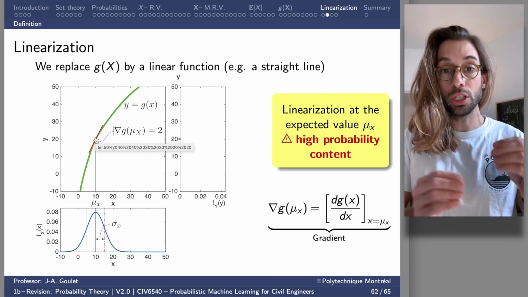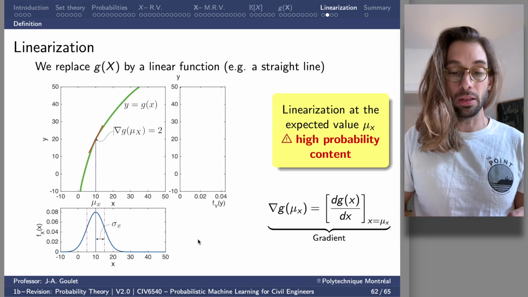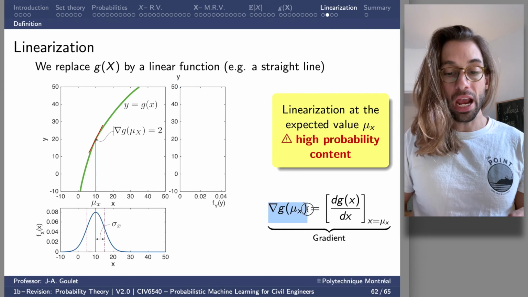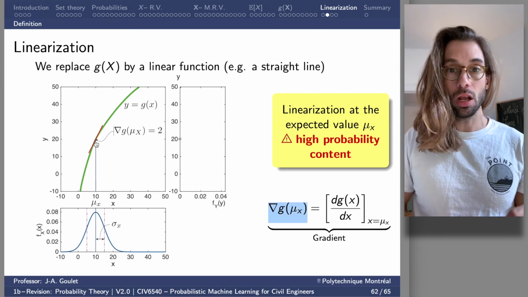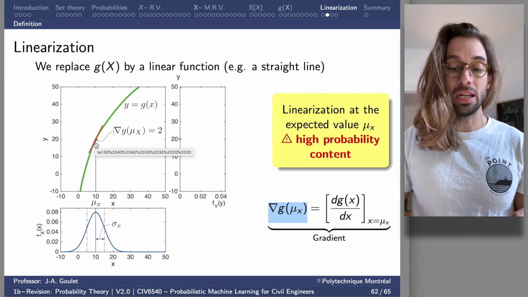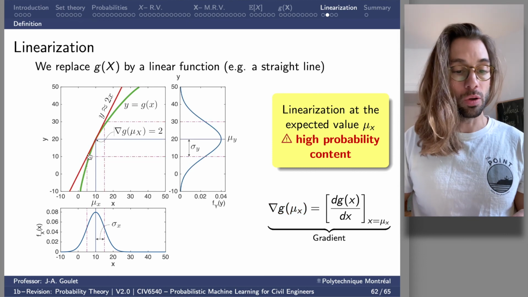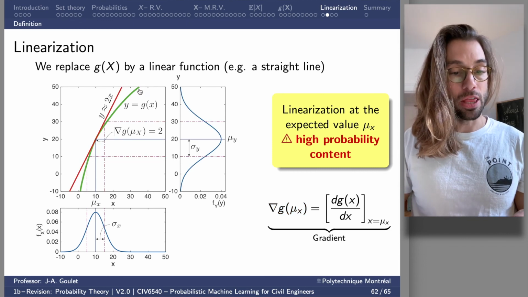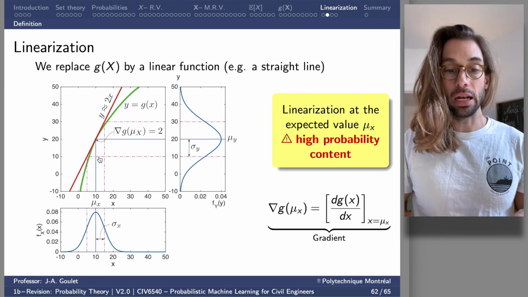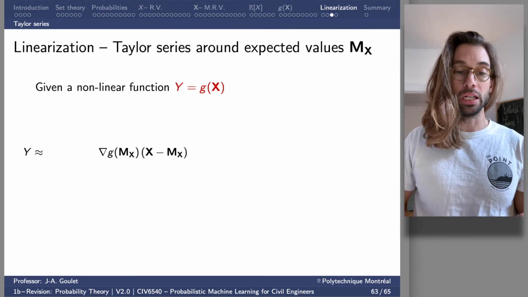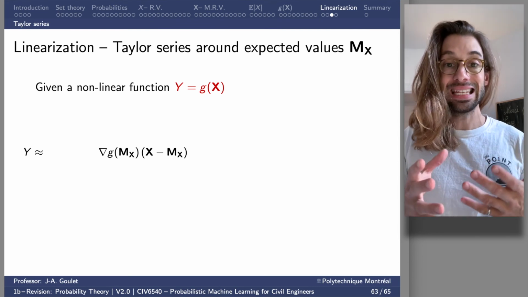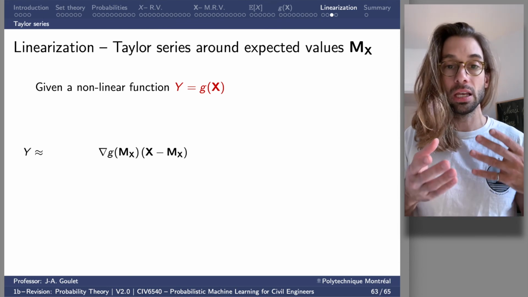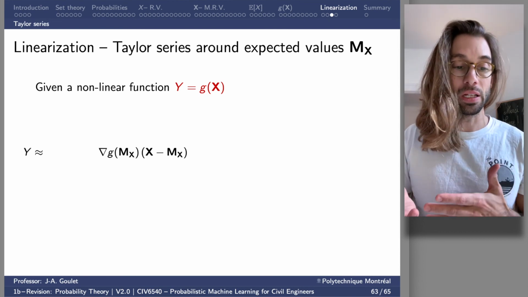In the case of a normal, it's going to be at the expected value. So we calculate the gradient of our function at the expected value in the x space. In that case, I'm going to replace my nonlinear function in green by that linearized function in red, and I'm going to use the same rules we derived earlier for linear functions. This is called a Taylor series developed around the expected value.